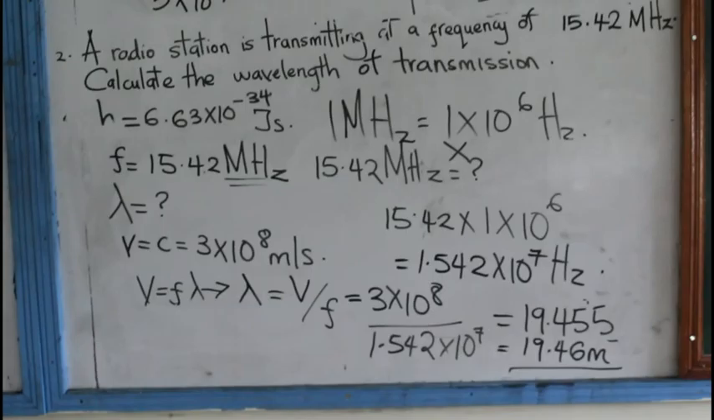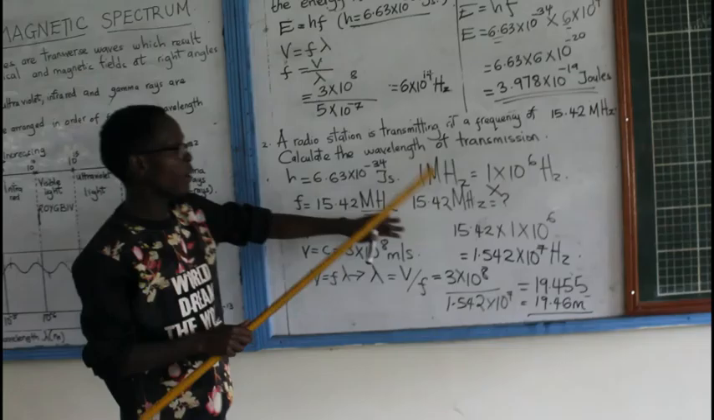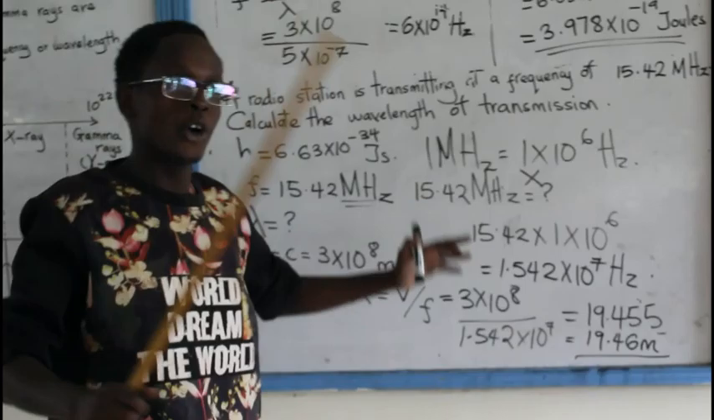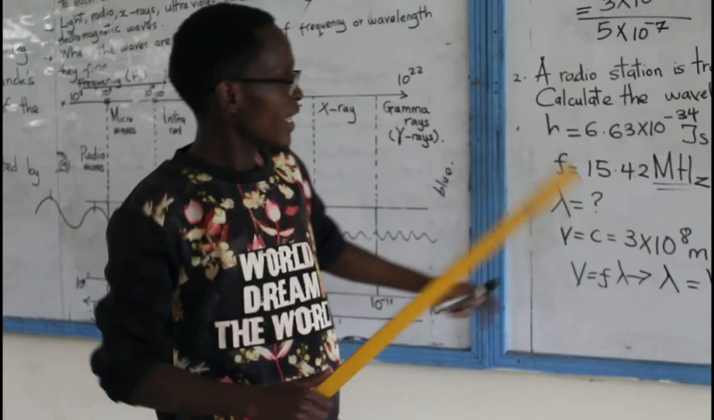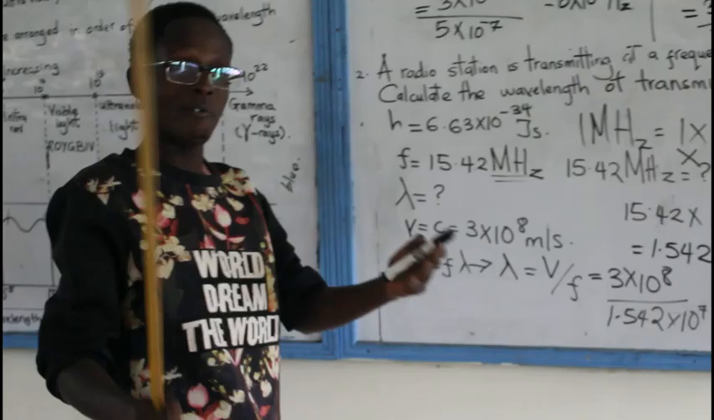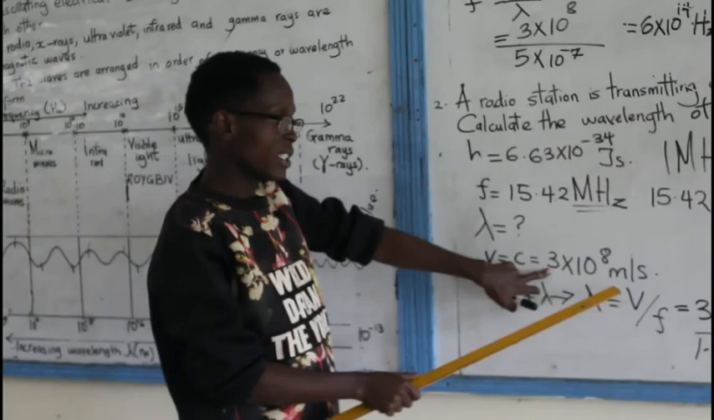19.46 meters. So in this question, there's one thing I'd like to emphasize. First, make sure that you're working with units in their SI unit form, not converted to much larger or much smaller units. The other thing, remember that the speed of an electromagnetic wave through space or in a vacuum is equal to the speed of light, which is 3 times 10 power 8.